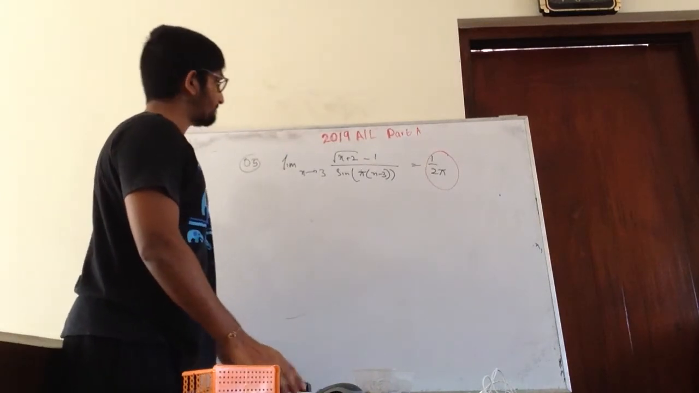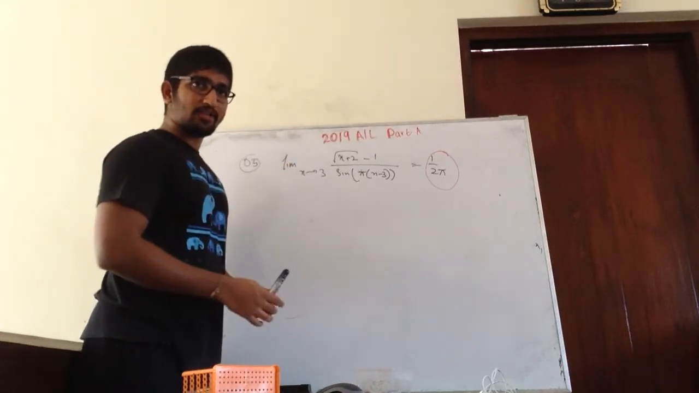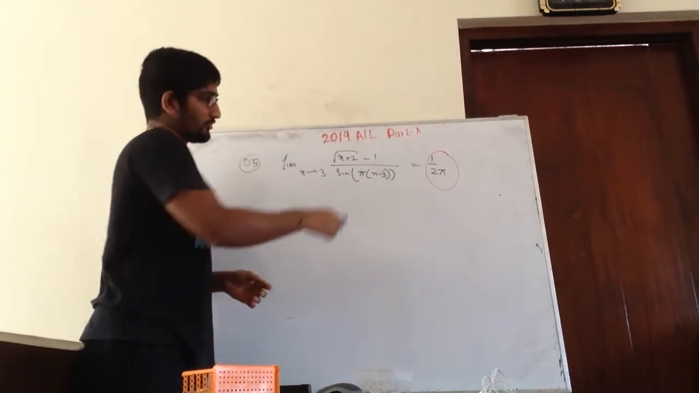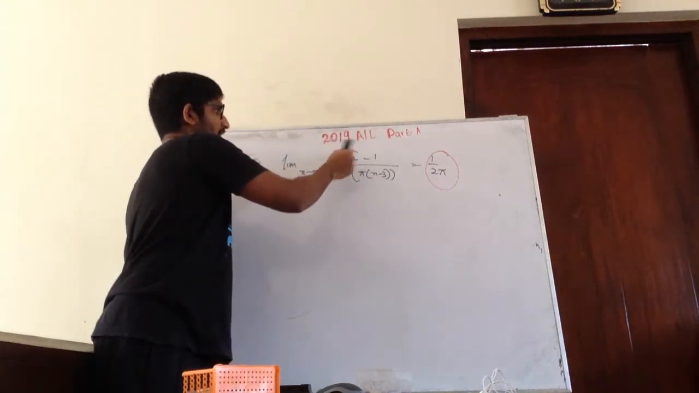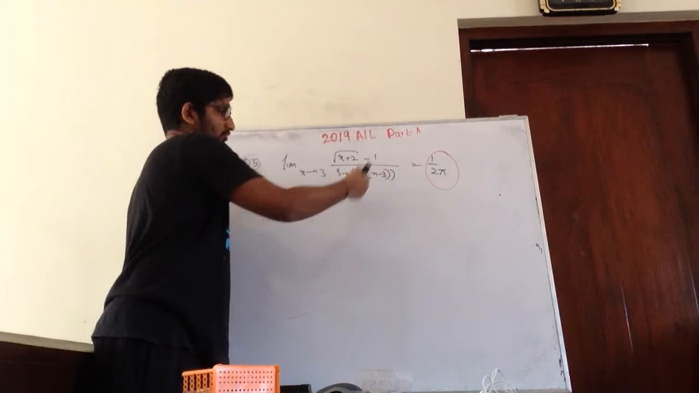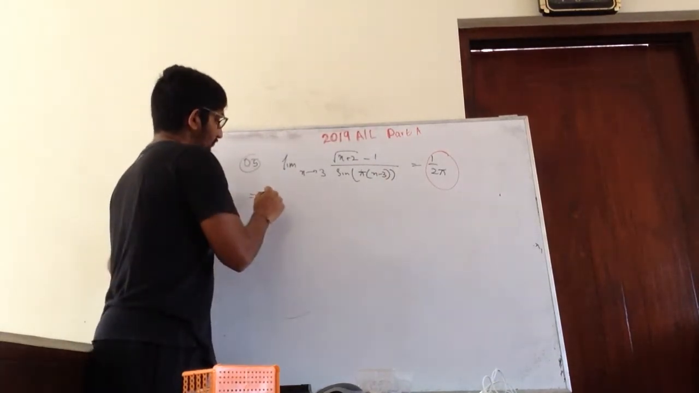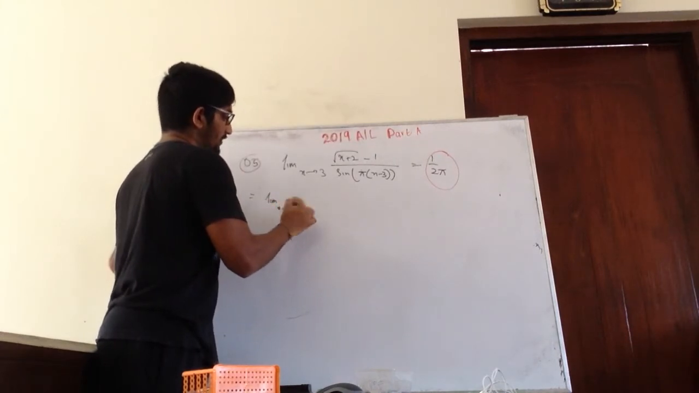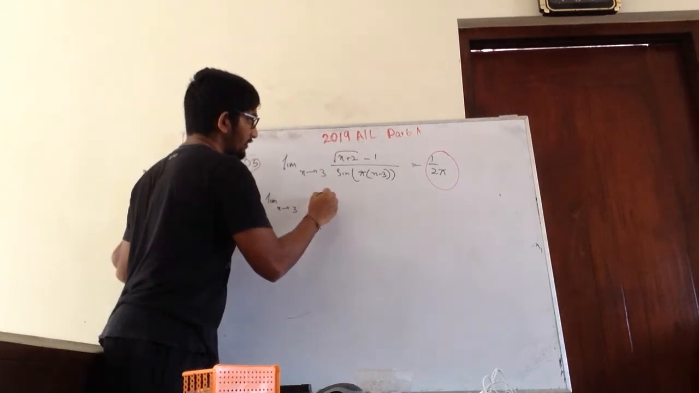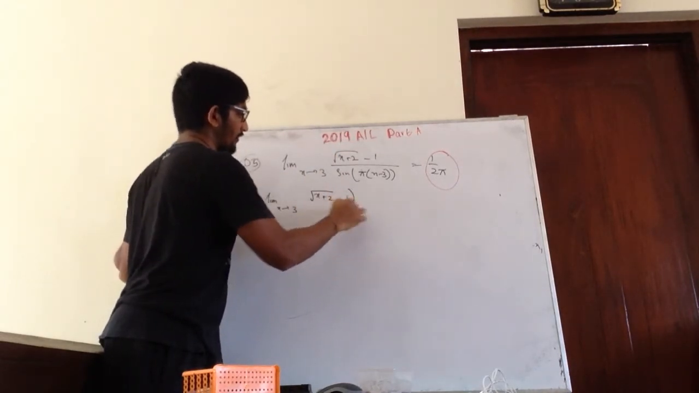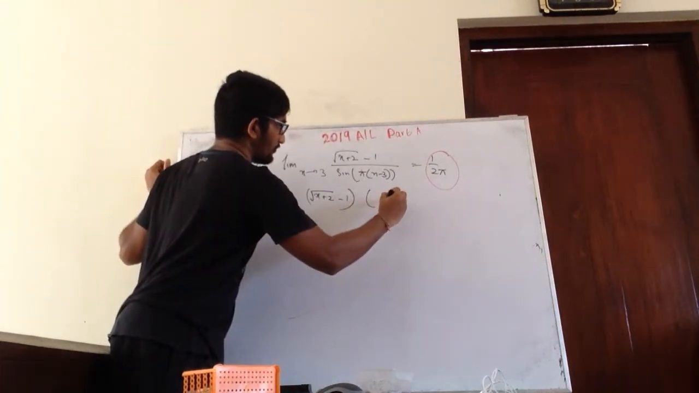Right. So now let's see what we can do. First of all, just check if we can just put the limit. You just can't, because here this is 1 minus 1 which is 0, and this is also sine 0. So you can't take that. So we need to do some manipulation. So limit x goes to 3, I'm going to take the conjugate of this.